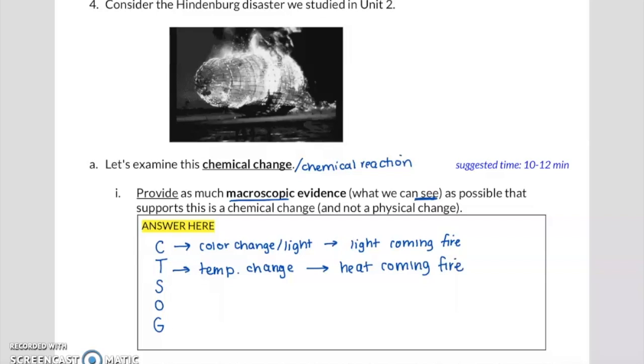S is a little tricky here. S stands for a solid being formed. In our Hindenburg, there actually was a solid being formed. That solid would be ash that you often associate with fire.